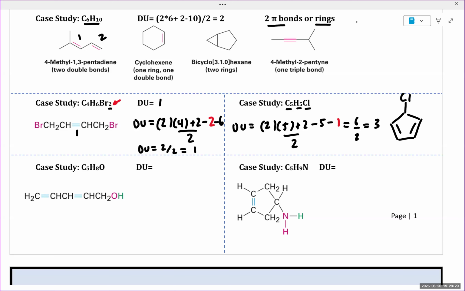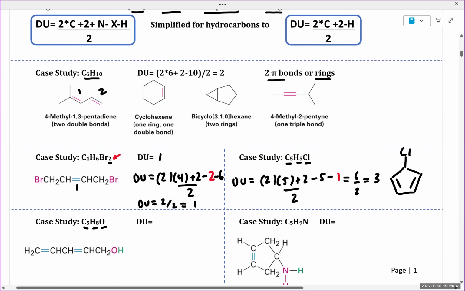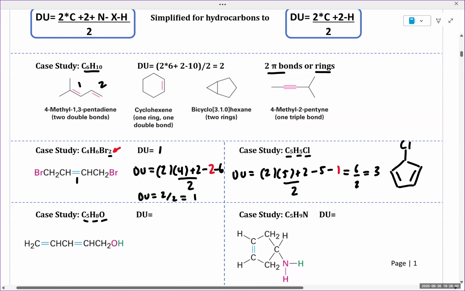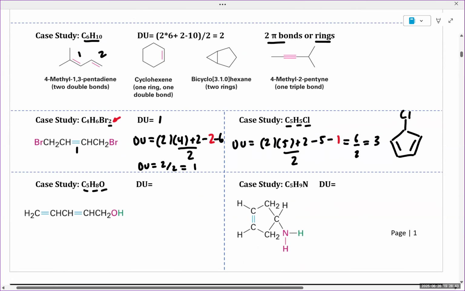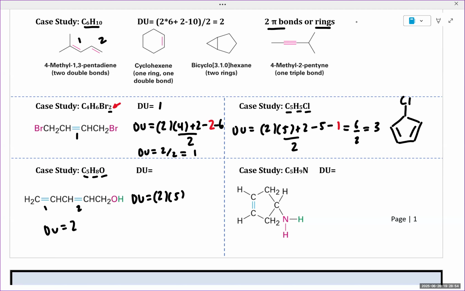Let's do some more case studies, this time looking at C5H8O. Oxygen, as we see from our Du formula, counts neither towards nor against the Du value. We just sort of ignore oxygen in the Du calculation. Looking at this structure, we have 2 pi bonds, so we'd expect a Du value of 2. Let's calculate that. So we have 2 times the number of carbons plus 2 minus the number of hydrogens, divided by 2. This gives us a Du value of 12 minus 8 over 2, which gives us 4 over 2, which is a Du value of 2.